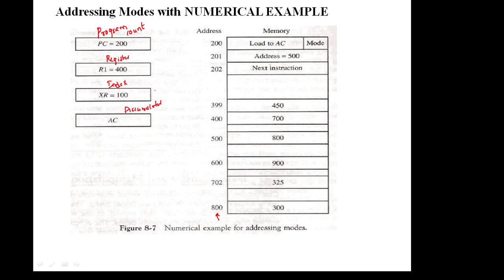So here what we'll see is we'll take different addressing modes, and we'll see how these addressing modes are going to work with the numerical example. First and foremost, what is the first addressing mode? The first and foremost addressing mode is the implicit addressing mode.